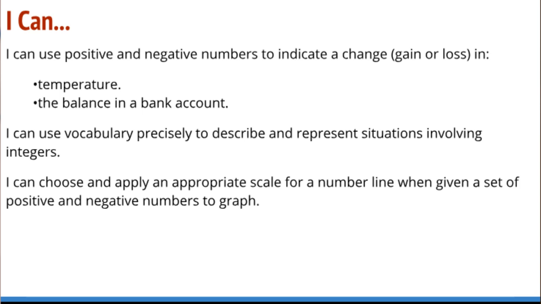All right, quick look at I can statements here. I can use positive and negative numbers to indicate a change, a gain or a loss in temperature, and the balance in a bank account. I can use vocabulary precisely to describe and represent situations involving integers. I can choose and apply an appropriate scale for a number line when given a set of positive and negative numbers to graph. And we have looked at and worked on all of these in this particular lesson.